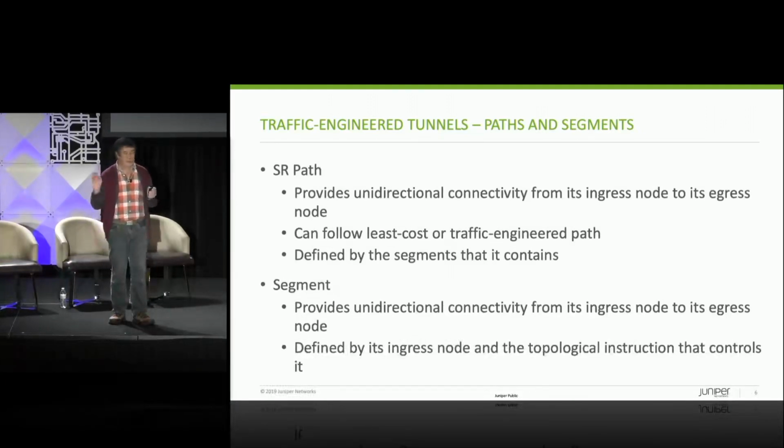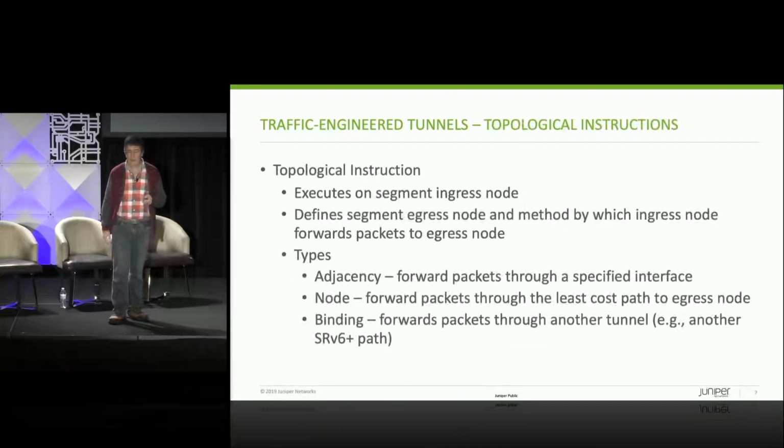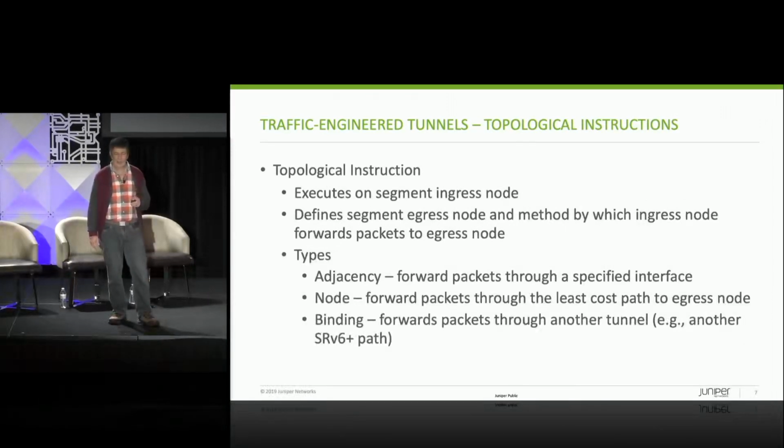So here's where segment routing starts to get a little bit unique, that it has this concept of instructions. Now, what is a topological instruction? Well, a topological instruction executes on the segment ingress node. It defines the segment egress node and the method by which the ingress node forwards the packet to the egress. And there are a few types of topological instructions. One is an adjacency instruction. It forwards a packet through a specified interface. It's strict routing. Another is a node segment. It forwards a packet through the least cost path to the egress node. This is loose source routing.